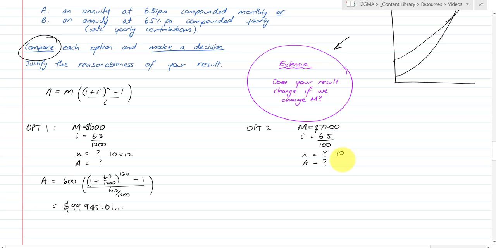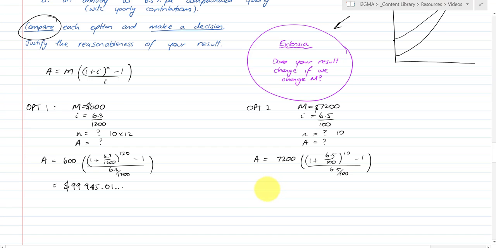Over here, 10 years means 10 instead of 120 because we're doing yearly. And so I get A is equal to 7200 times 1 plus 6.5 over 100 to the power of 10 minus 1 over 6.5 over 100. And this time I'm going to get 97,159.84. And so there's that comparison for 10 years, and you can see that the monthly is better. And over time that should be the case.